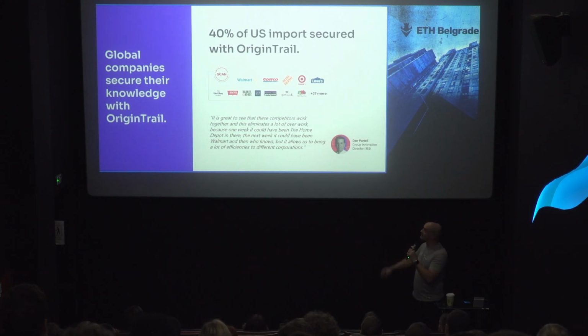You can see here some of the companies who are sharing security audits using OriginTrail in a privacy-preserving fashion, using the decentralized knowledge graph. And you can see a quote from Dan Pertel, the Group Innovation Director of BSI, the British Standards Institution, who is one of our long-year partners. We also work with the Swiss Railway Company. The Swiss Railway Company has four different solutions built on top of OriginTrail. They track trains, train parts, and events, particularly security-related events.